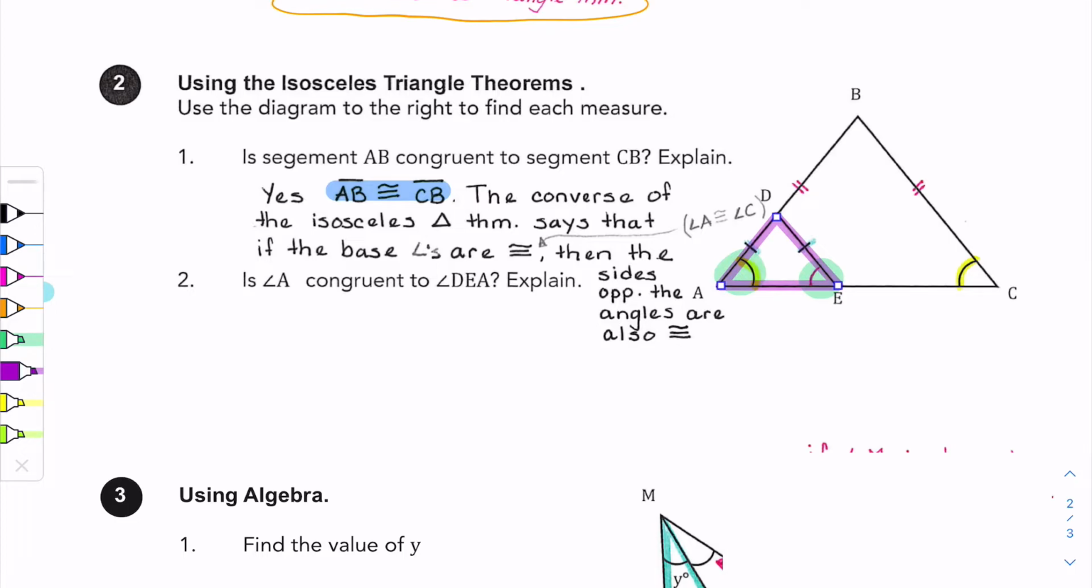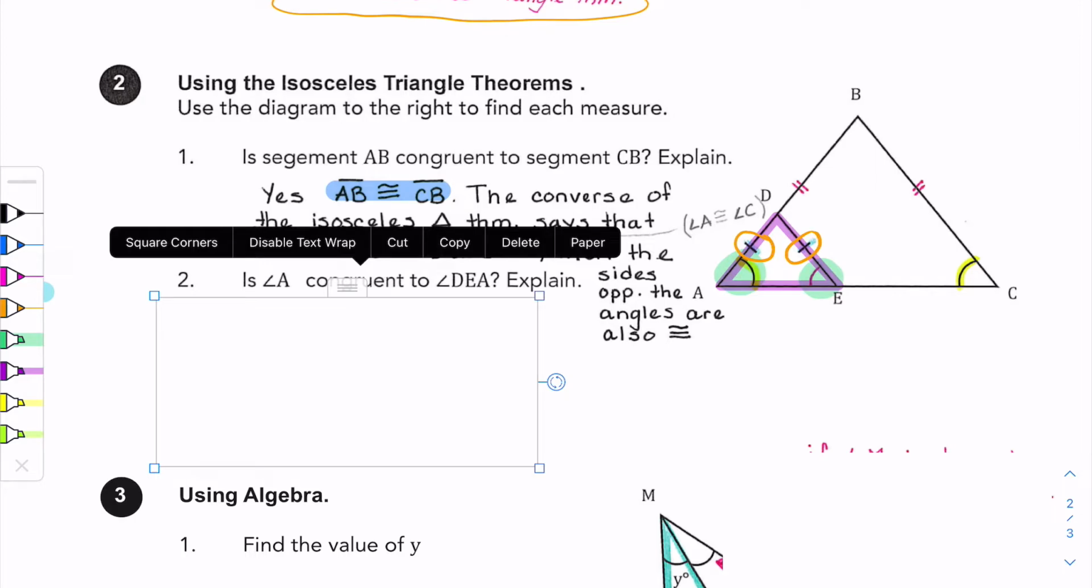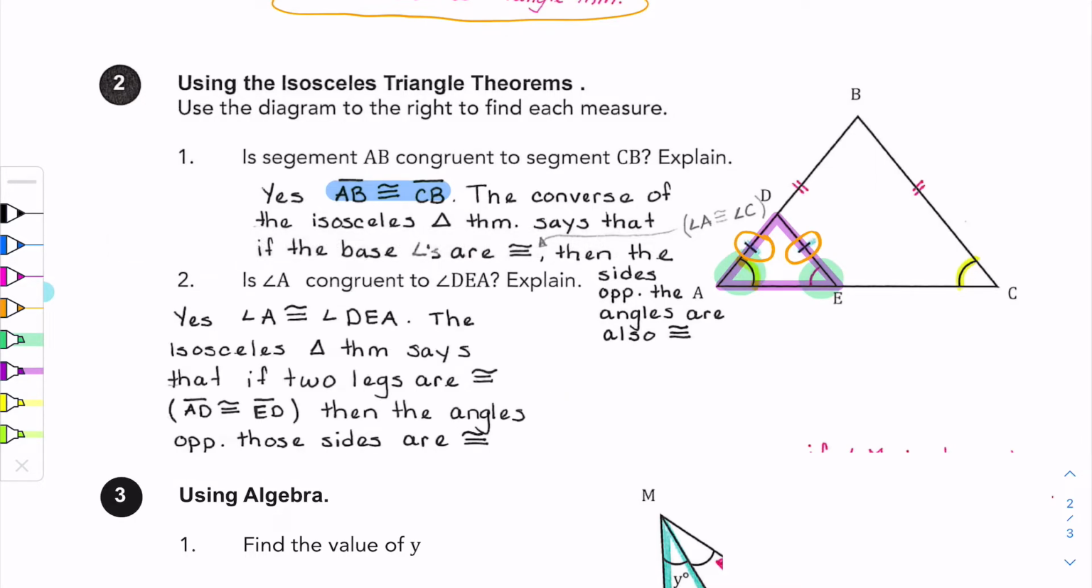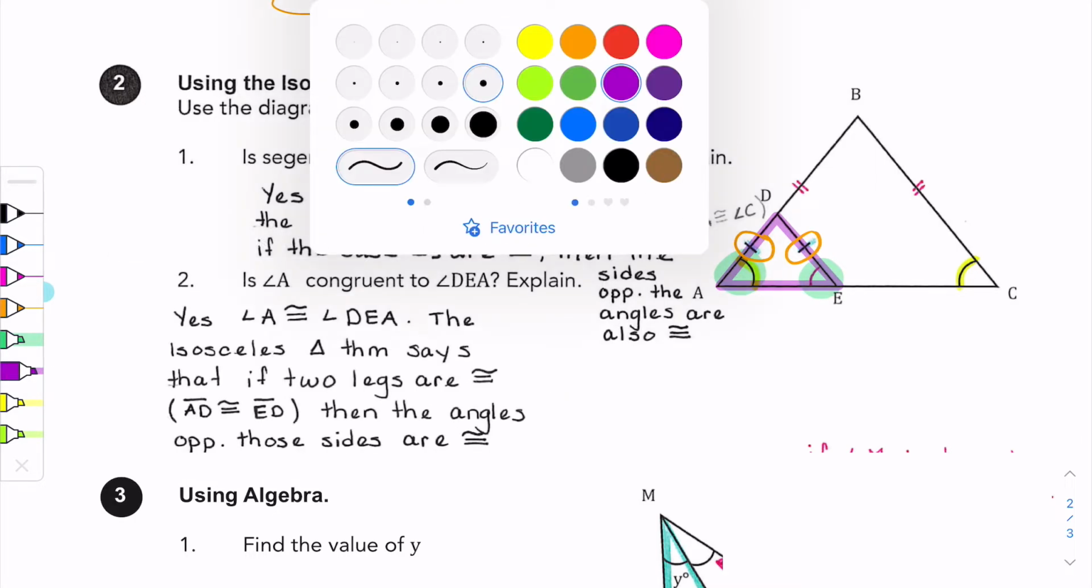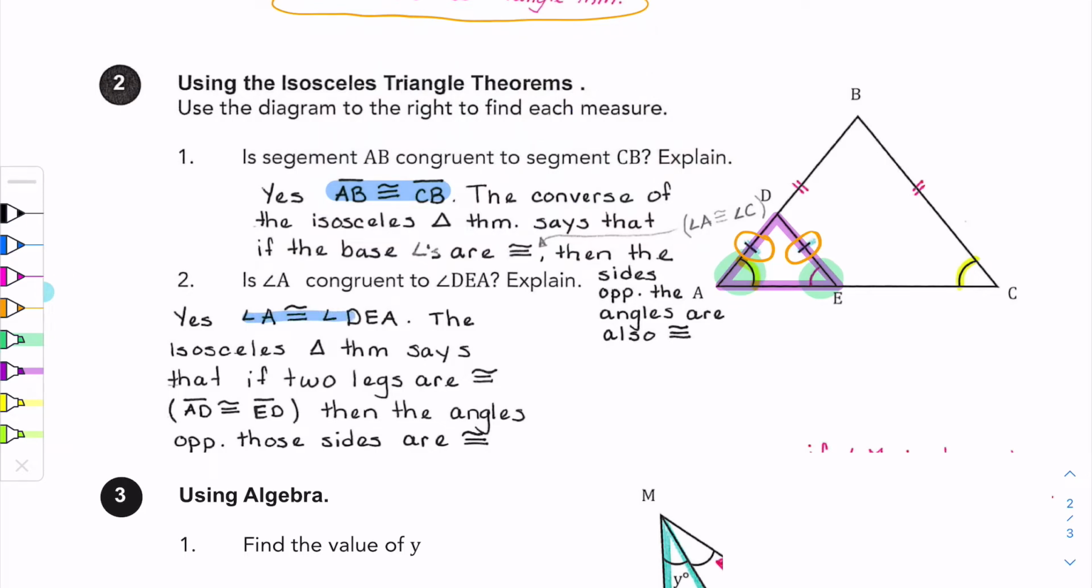And the given information shows that the legs are congruent. If the legs are congruent, then so are the base angles. That is by the isosceles triangle theorem. So again, the takeaway here is that angle A is congruent to angle DEA, and my rationale says that the isosceles triangle theorem states that if two legs are congruent, then the angles opposite those sides are congruent.